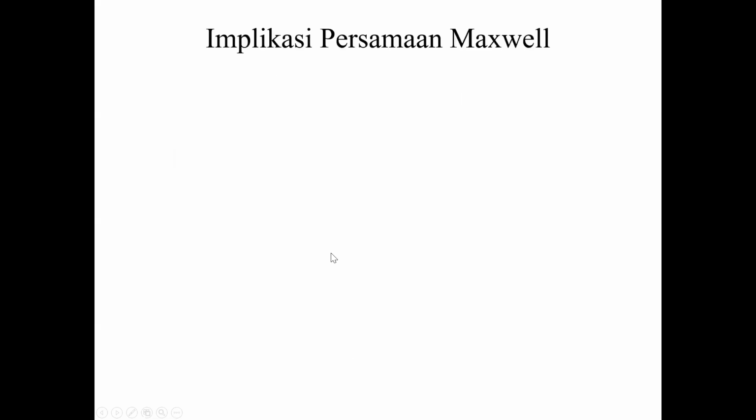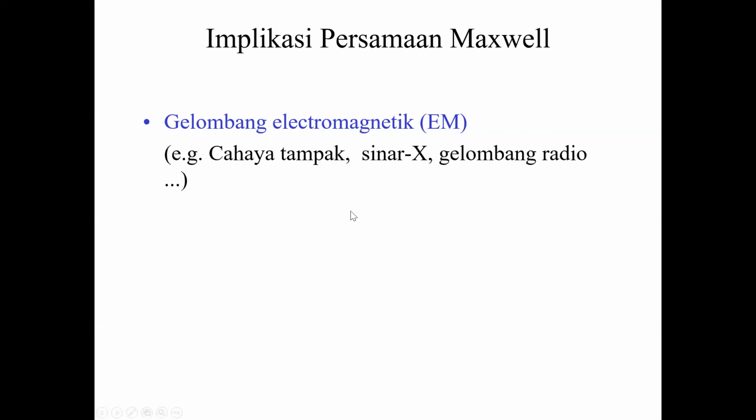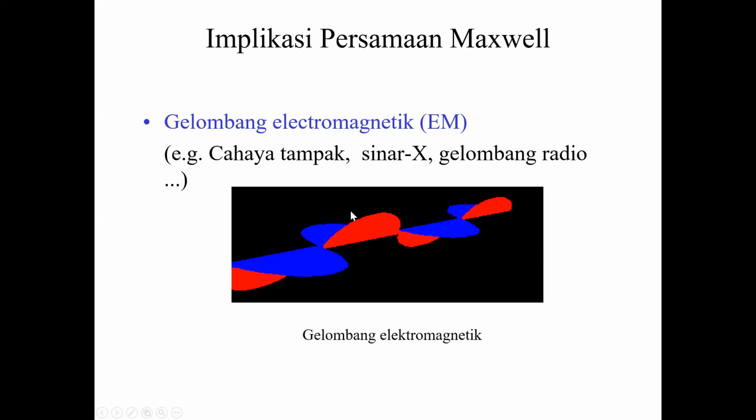Okay. So the implication of Maxwell's equations is electromagnetic waves, as we discussed maybe two or three weeks ago. So this is basically new. Why? Because this electromagnetic field can propagate through vacuum without a medium. So somehow it's the opposite of mechanical waves.